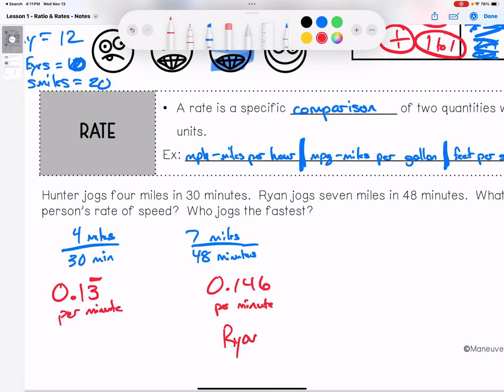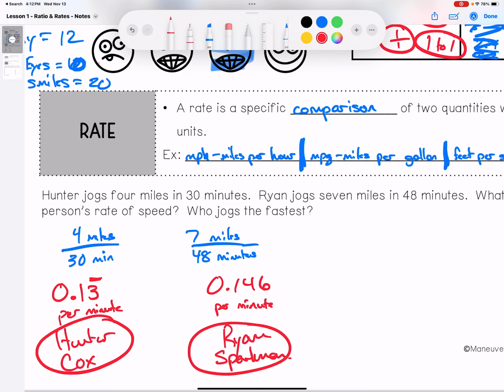Ryan jogs 0.146. Who jogs faster? This is Ryan. This is Hunter. That's Coach Cox right there. And this is Ryan Spartman. We're going to make that me. My name's Ryan. Who jogs faster? Coach Spartman does. Make sure you tell Coach Cox I can outrun him.